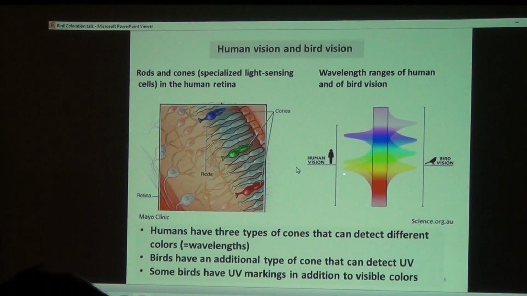This is just a schematic showing our three cones. The wavelength is decreasing as you go up. These are our three cones. There's some overlap here. These are the visible cones for the bird. And this is shown kind of in magenta, but we don't really see that color. That would be the UV cone of birds.